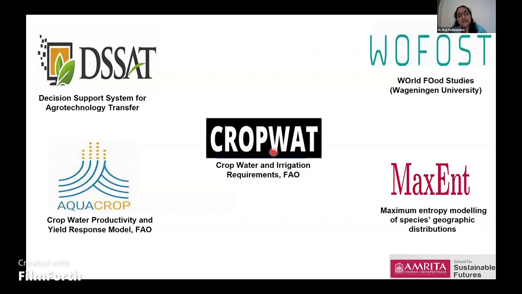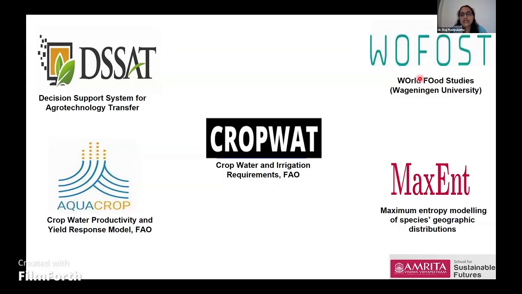Then CROPWAT, this is a very simple model to estimate the crop water requirement. So this is also developed by the Food and Agriculture Organization, FAO. Then another crop model, the WOFOST, World Food Studies model, developed by Wageningen University, Netherlands. So this is to predict or simulate the crop yield production, how much yield. So you will get it from that model.